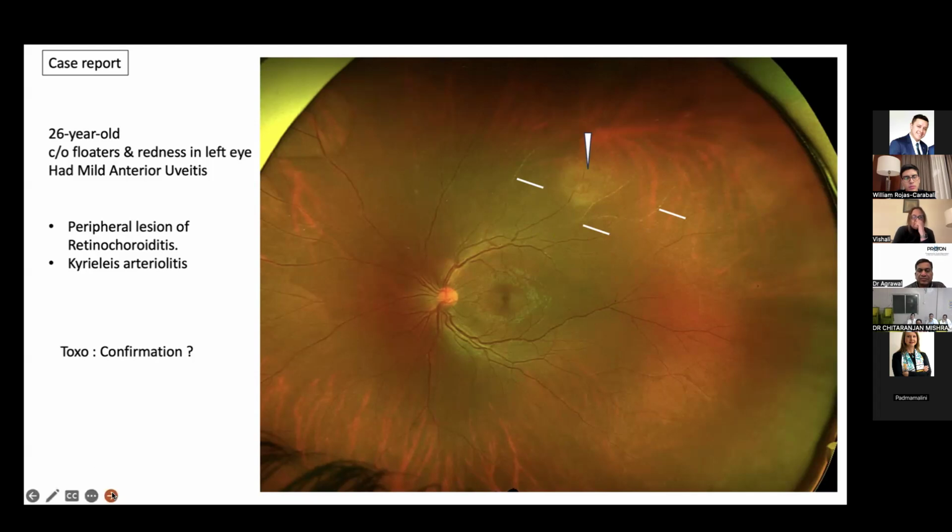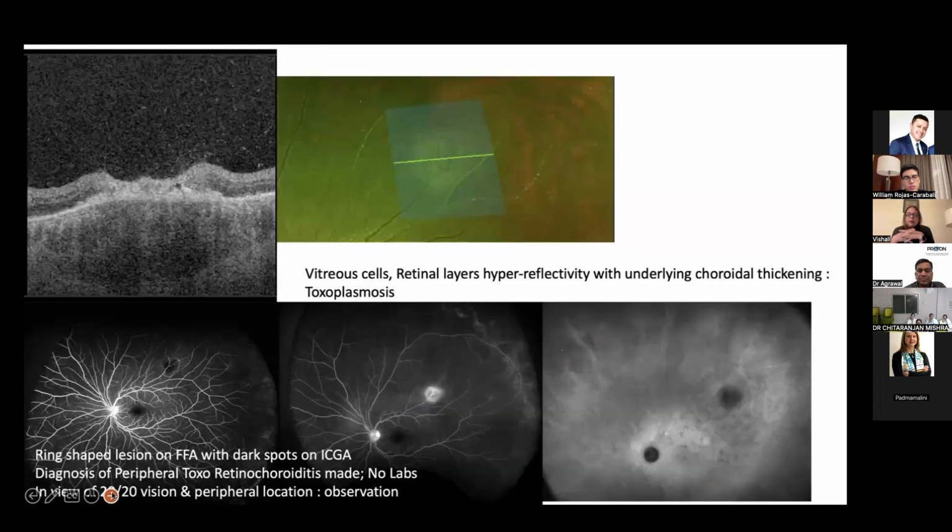So do I need to confirm it? Well, we all know out here, and the work from Alejandra and many others has shown, that toxoserology is more of a customary rather than diagnostic, because the diagnostic is the Goldmann-Witmer coefficient, which at least we do not do as a routine, and I don't think anybody does. So we run OCT through the lesion.